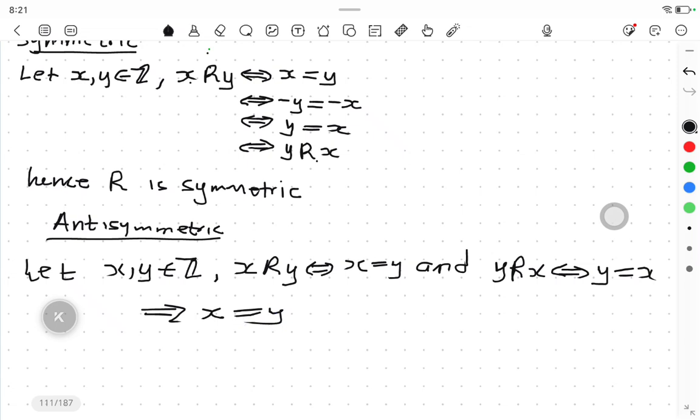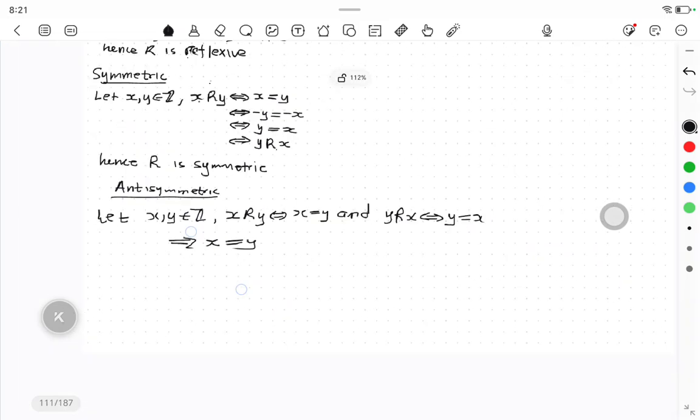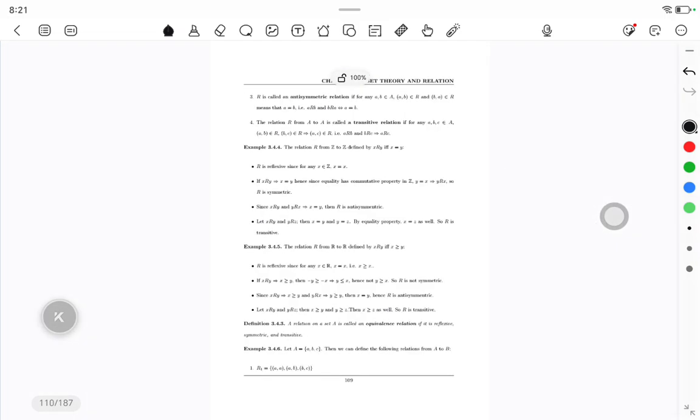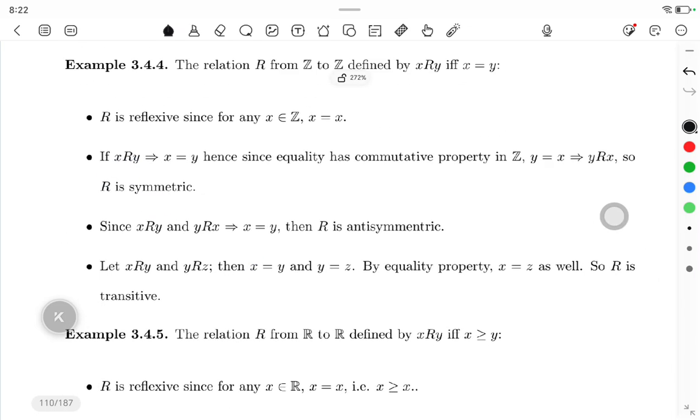So that was the case. We wanted to check if x is equal to y. And when we check this, we see that it's true. Right? We see that it's true that x is equal to y. If we can check here how they solve the antisymmetric, they say that since these two are true right now, then x is equal to y. So that is what we needed to check there.